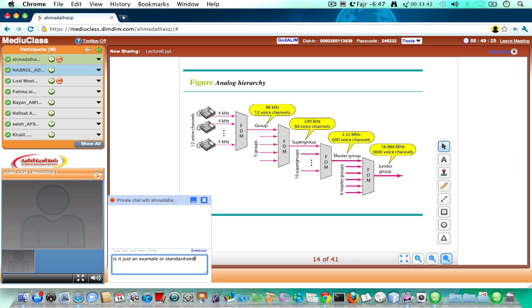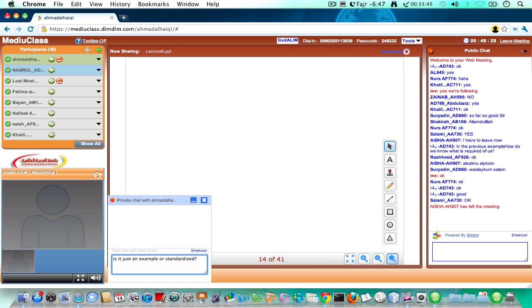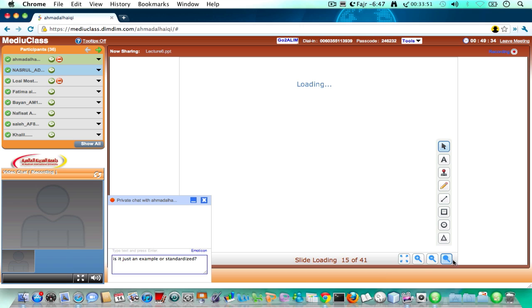This is usually used in the real world. Okay, now we move to TDM. TDM is time division multiplexing. In TDM, we have a different approach.